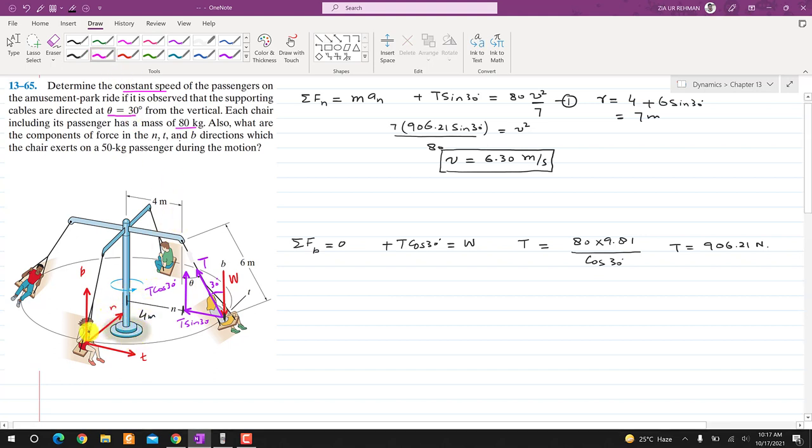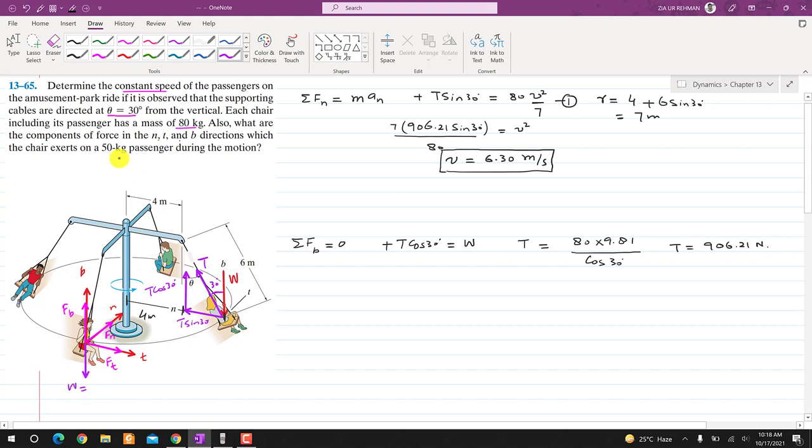So now let's say that the chair exerts the force on this children in the upward direction, and let's say that that force is FB, and the force applied in the normal direction is, let's say, FN, and the force applied in the tangential direction is, let's say, FT, and its weight will be acting vertically downward. So let me represent that weight as well. So the weight of the children is acting in the negative B direction.